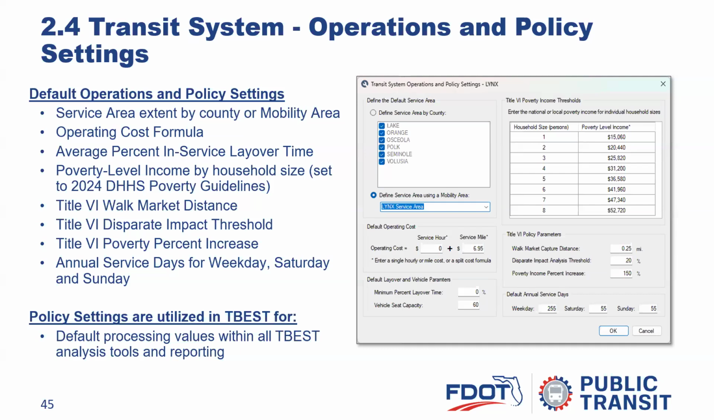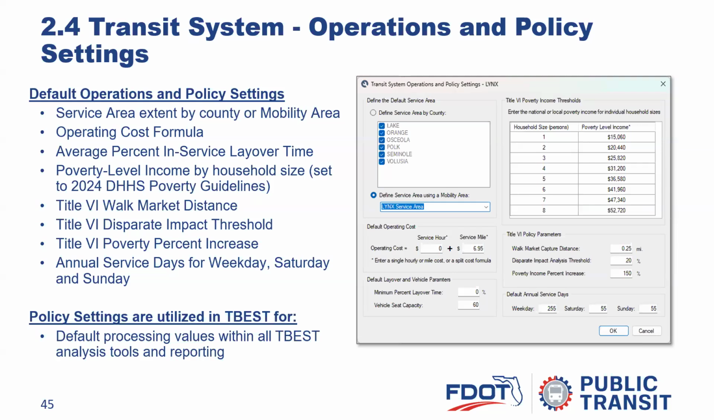So you can define your service area, and whenever you're doing a Title VI analysis, for which service area is very important, that service area will show up in your analysis wizards when you're performing that. Just keep in mind that this will show up in a lot of different places when you're using TBEST. And that goes for your operating and cost formula.